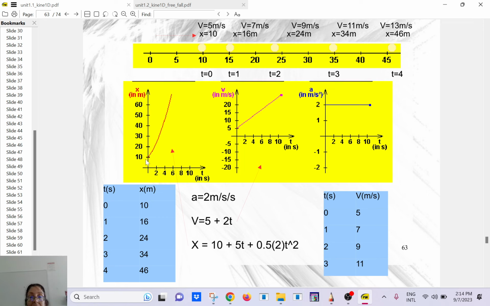You see, initial position is 10. At t equals 0, it's 10 on the number line, when you start your stopwatch. Initial velocity is 5. So when you start your stopwatch, you were already moving, and then you increase your velocity by 2, which means that every second you go farther and farther away. So if you use that table here, you use that kinematics equation, you plug the time into here. So at t equals 0, you're going to have 10. At t equals 1, 10 plus 5 plus 1 is 16, and so forth and so on. But you see that for every step of 1 second, here it doesn't stay constant because you move farther and farther away. Does it make sense?